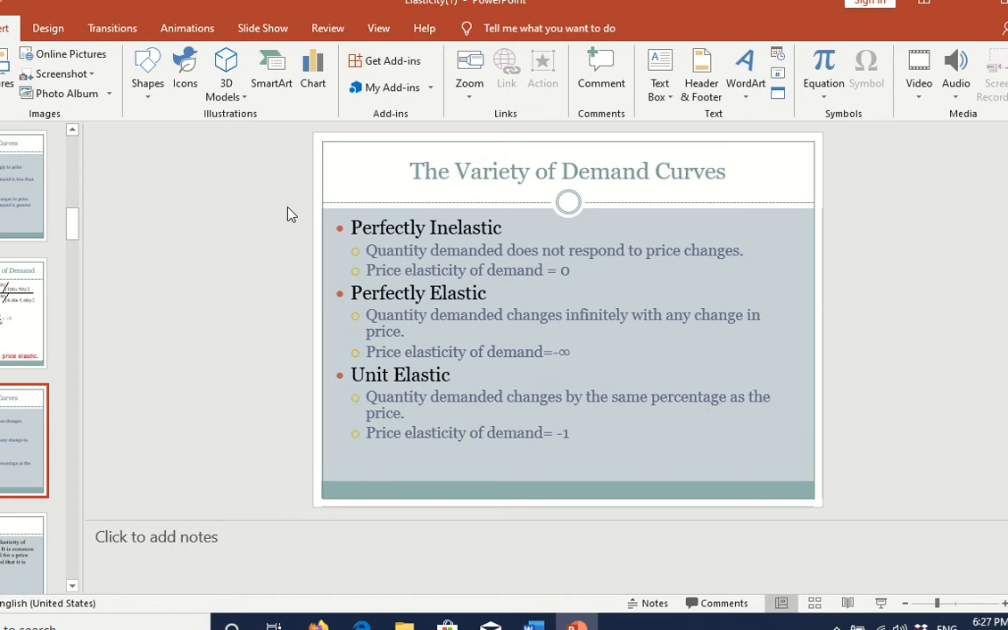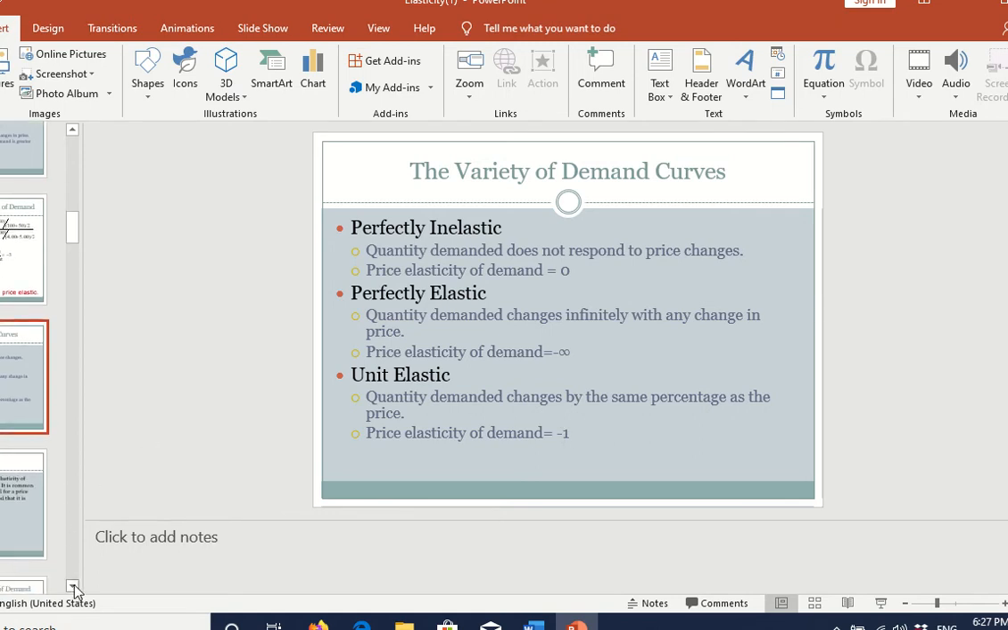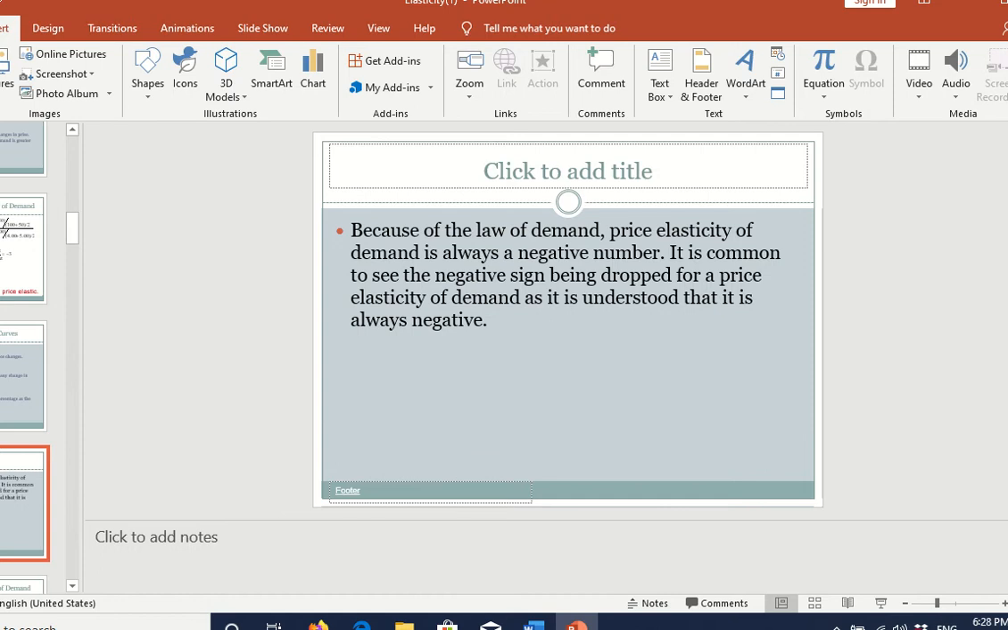Unit elastic, that's when the quantity demanded changes by the same percentage as the price. Okay. So technically speaking, the price elasticity of demand is equal to -1, or the absolute value of the price elasticity of demand is equal to 1. So I keep saying the absolute value of the price elasticity of demand. So that means we drop the negative sign. Okay.